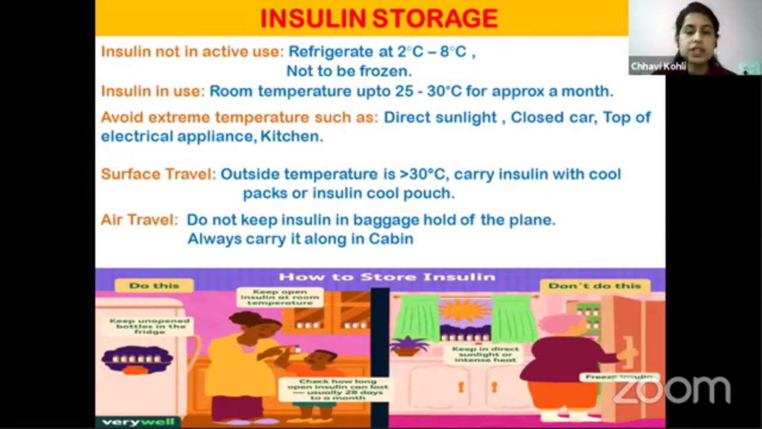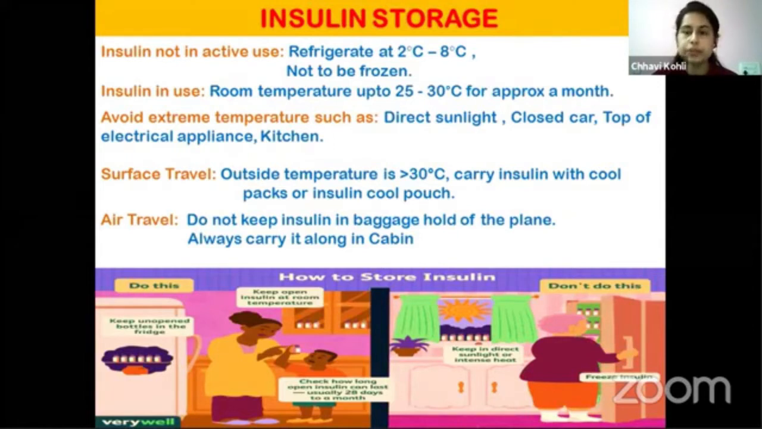If insulin is not in active use, it can be stored in the refrigerator at 2 to 8 degrees centigrade. See to it that it is not frozen or kept near the chill tray or freezer. Also, while keeping insulin in the refrigerator, it is advisable to keep it in a plastic box where vegetables are usually kept, rather than in the door of the fridge.